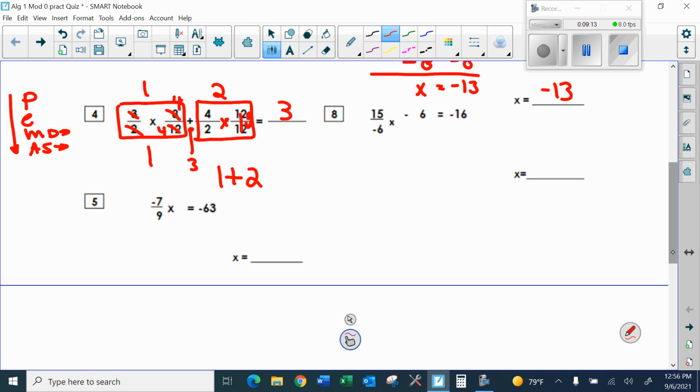You won't have it that easy on the quiz. You'll have to change the multiplication by the reciprocal, then do your cross canceling, and then add your fractions together.